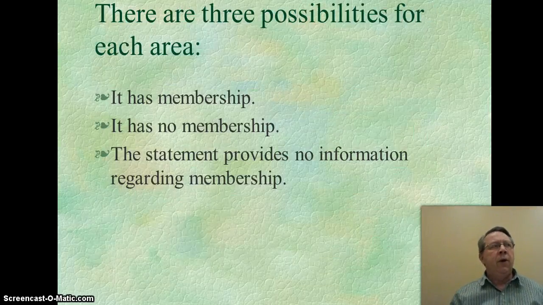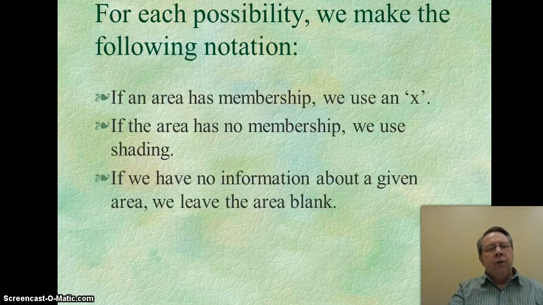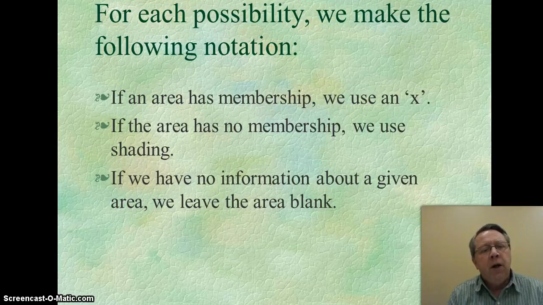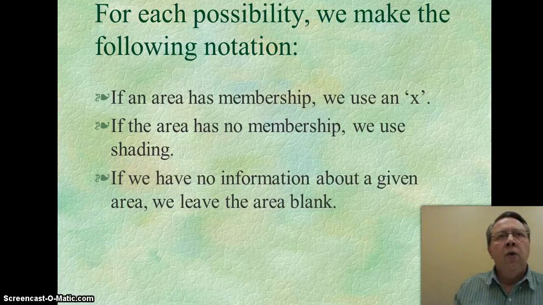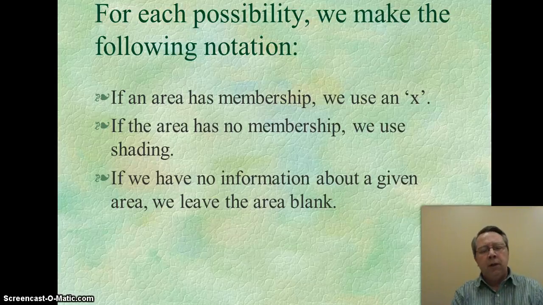There are some rules that we have to look at. There are 3 possibilities for each area. It has membership, has no membership, or we don't have enough information to know whether there's membership or not. So we have to make some adjustments. If an area has membership, we mark it with an X. If an area has no membership, we use shading and color it in. If we have no information, we leave it blank. Okay, so we only deal with information. It either has no membership or it has. If there's a membership, it's an X. If there's no membership, it's blank.